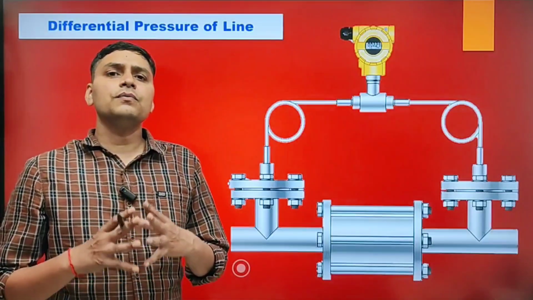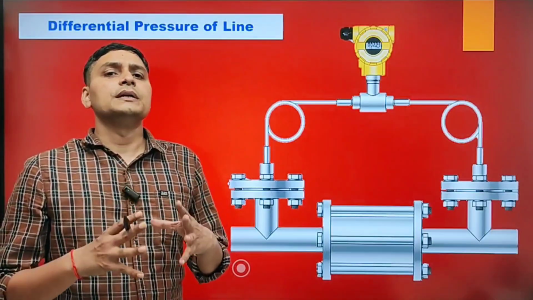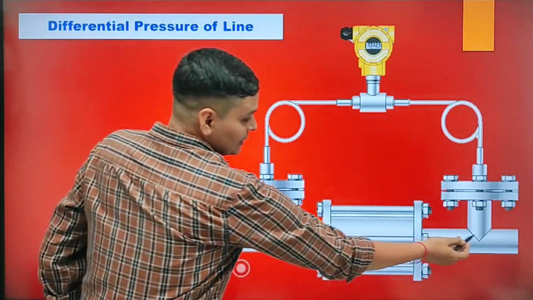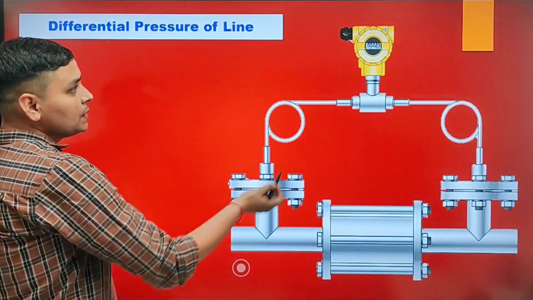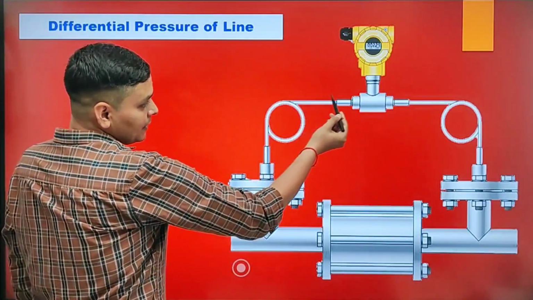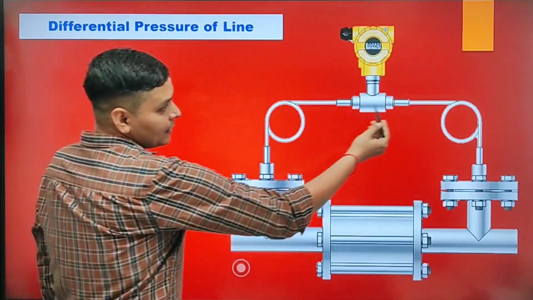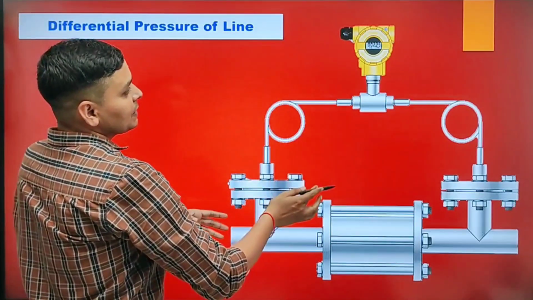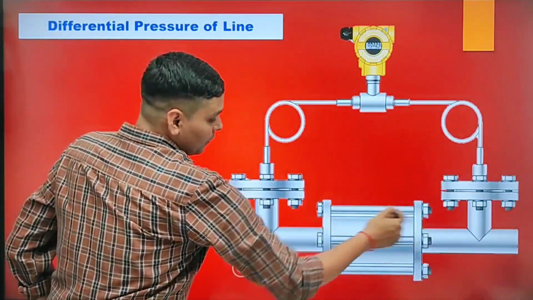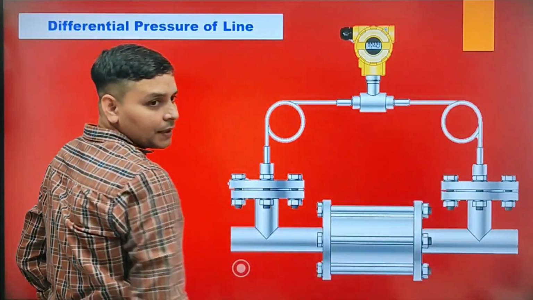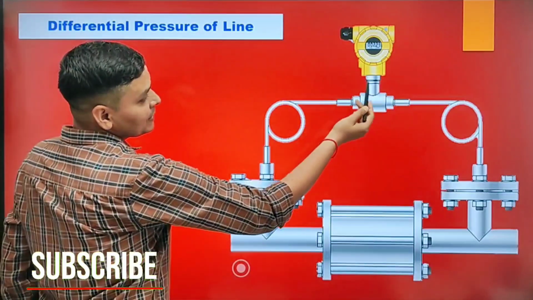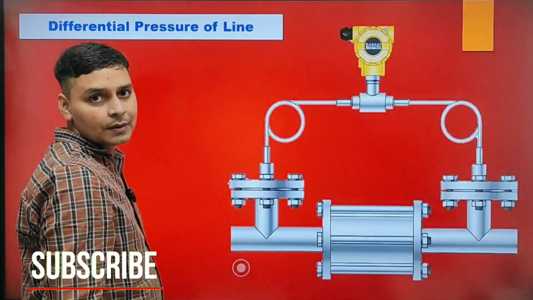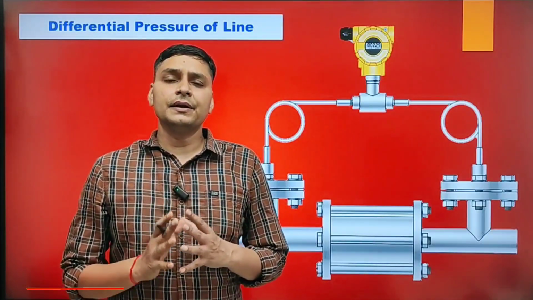The third application of DP type transmitter is to measure differential pressure of line. Suppose this is a line in any industry. So one tap is connected at this point and another tap is connected at this point, and DP type transmitter will measure the difference from this point to this point. This transmitter will measure the differential pressure from this point to this point. I think it is clear to you.